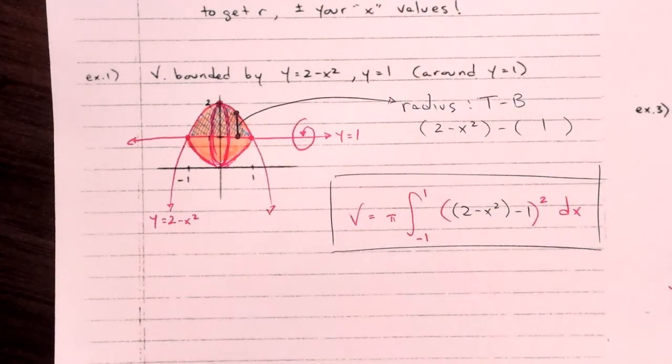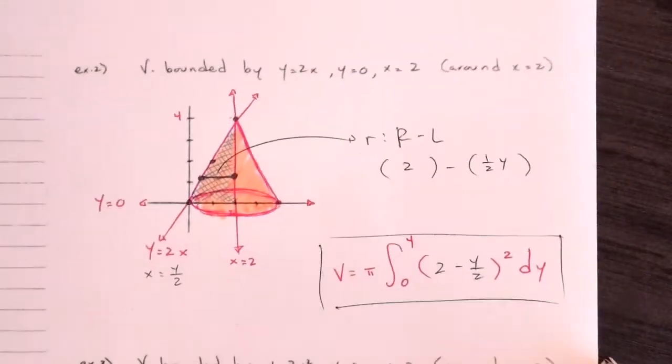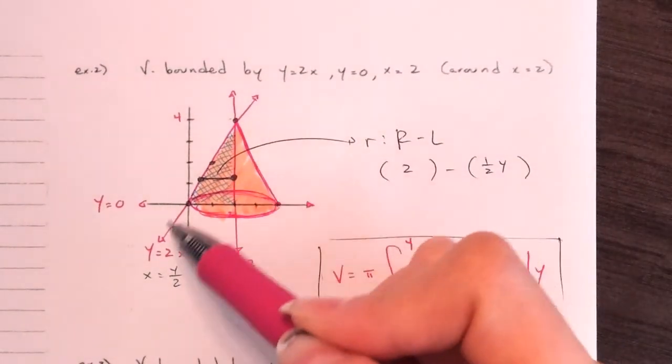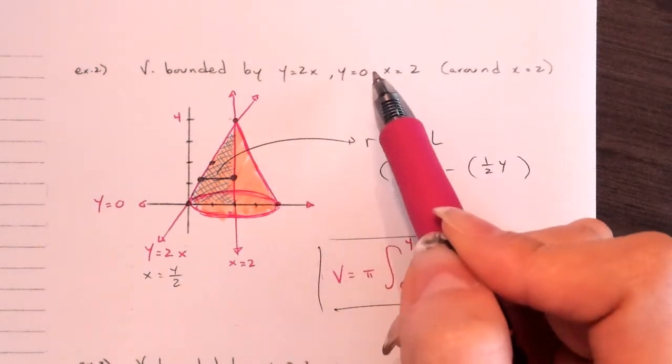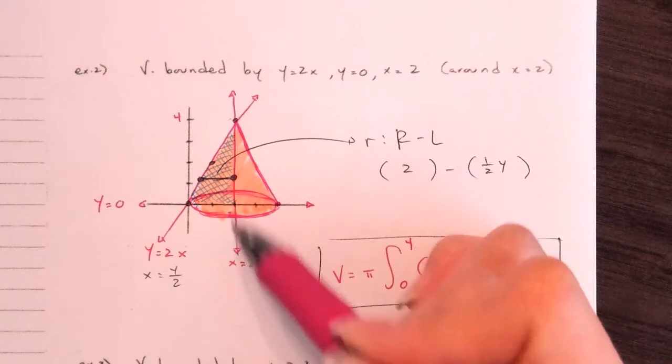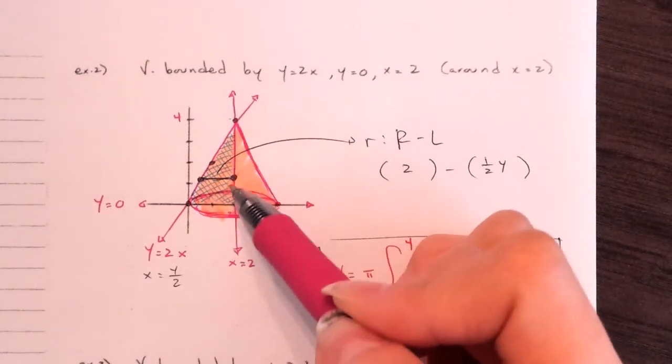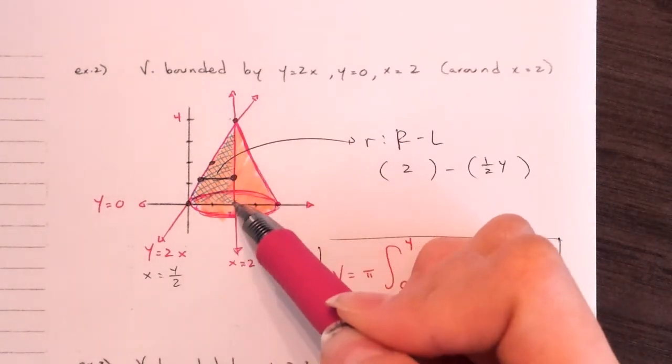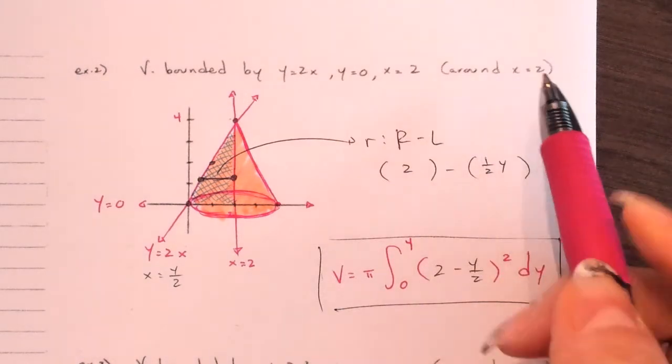That's all it is. Okay, so I'm going to show you the next one, and I'm going to talk it through, just in case. You draw your line, here's your line. You draw your y equals 0, which is the x-axis. You draw your x equals 2, which is right here. And then I shade in my blue area, my original area, and I'm going around x equals 2.